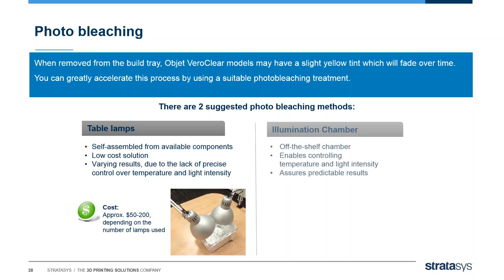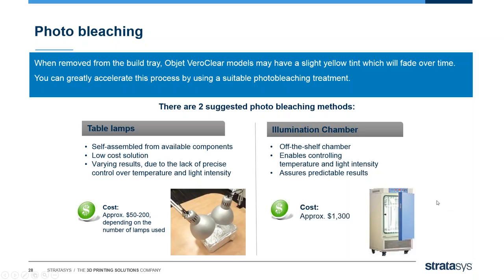The second possibility, recommended if you use VeroClear parts very often, if VeroClear is one of your major materials, is to have an illumination chamber. The cost is about $1,200 to $1,300 US. We have one of these chambers. This is made in China. You can see one of these chambers in our office in Rheinmünster in the benchmark area, and we use this illumination chamber for all VeroClear parts to bleach them and have them fully transparent. Of course, this is a more expensive solution, but both of them work well.